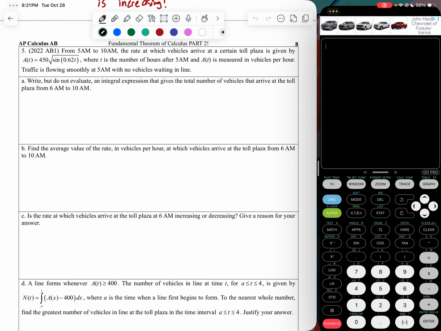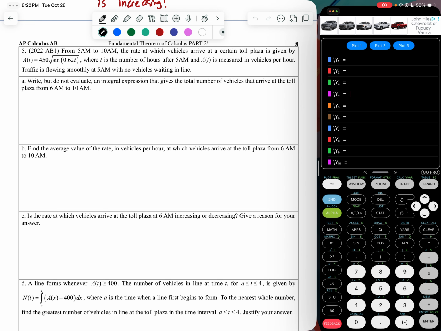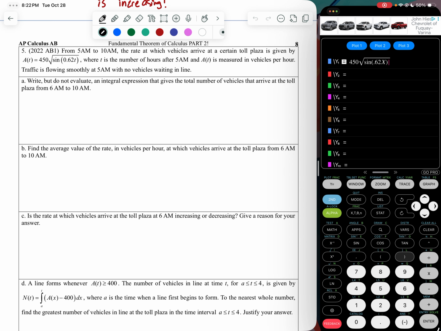All right. We are doing 2022 AB1, and we have the rate that vehicles arrive at a toll plaza is given by this lovely function right here. Because this function is so lovely, we are just going to put it into y1. So we're going to do 450 root sine of 0.62x and call it a day, and we'll see what happens whenever we look at it.